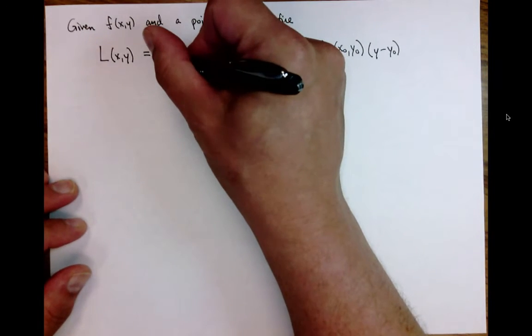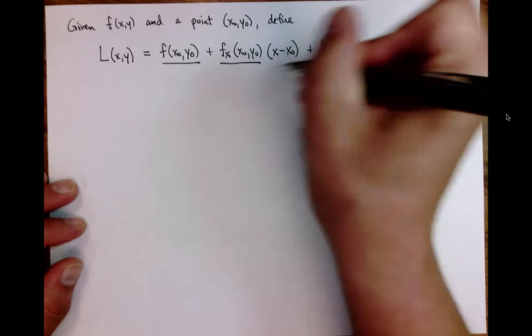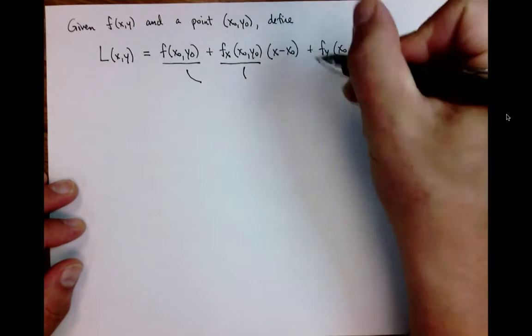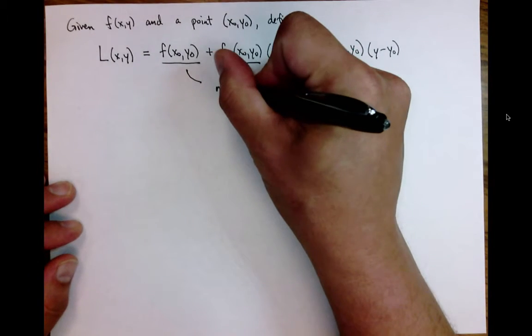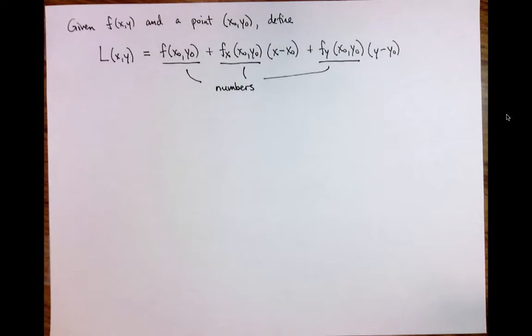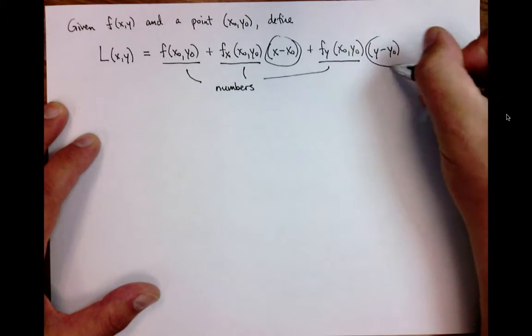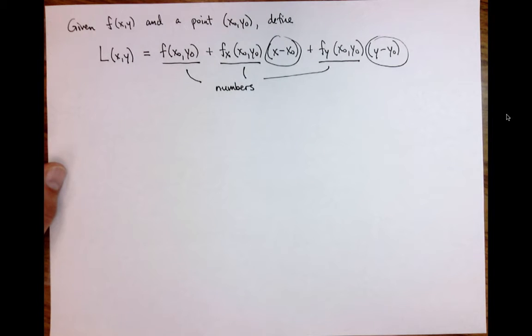Notice that these three quantities here are really just numbers. They're not functions. So they're values of a function or values of its derivatives. The only parts that are variable are these two. And they're linear with respect to x and y. So that makes them very easy to work with.